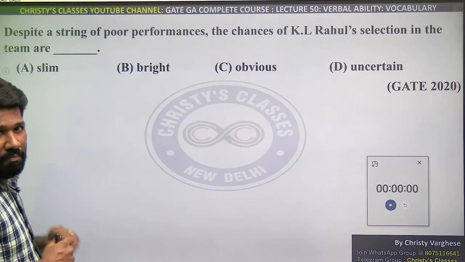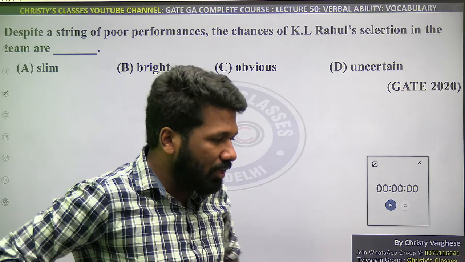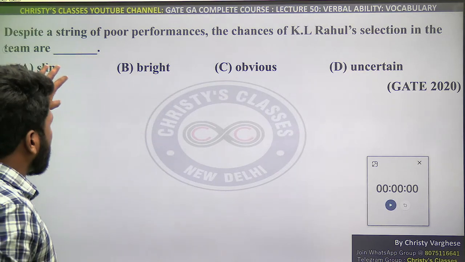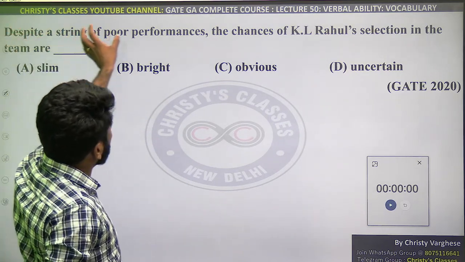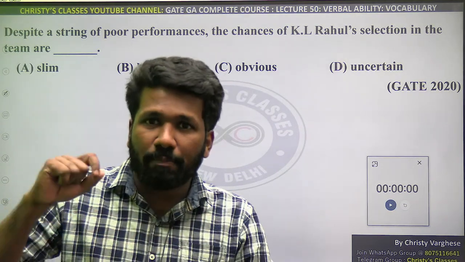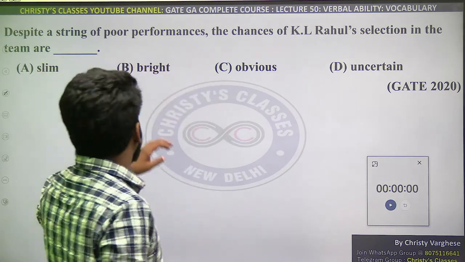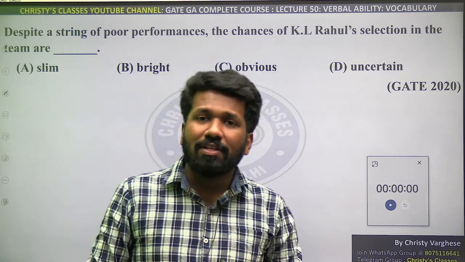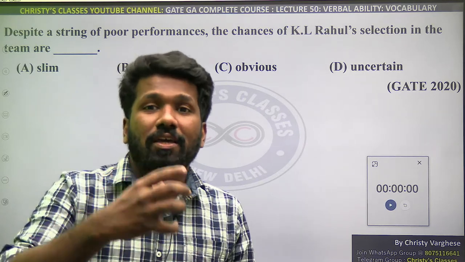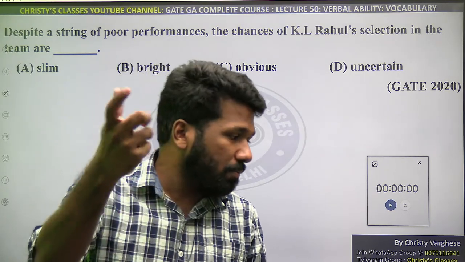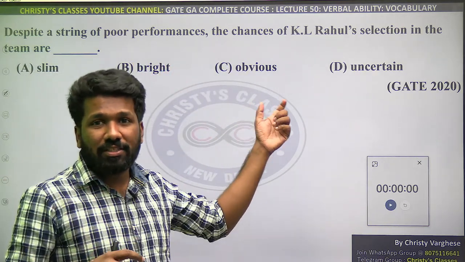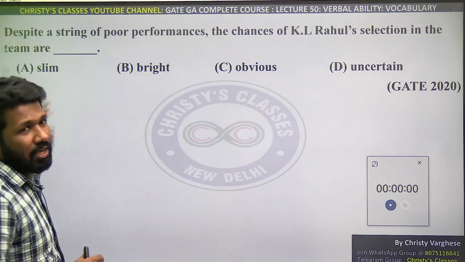The word despite is very important here. From that only we can understand the meaning. Yeah, vocabulary, some questions according to context you can easily answer. I think with this context, if you are understanding, it is very simple. Despite a string of poor performance, even if KL Rahul has done consistently poor performance, his selection in the team is, even if, matlab uska performance kharab tha, phir bhi. You can connect it to the phrase phir bhi in Hindi, phir bhi uske chances zyada hai. That is what the sentence is trying to say. How we understand that? From the keyword despite.